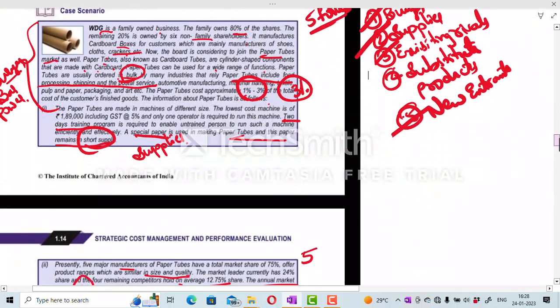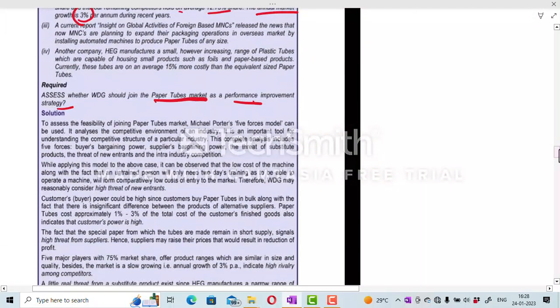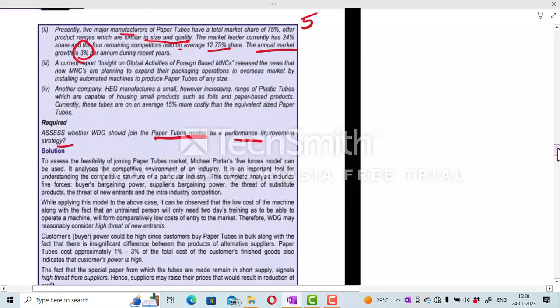And next, the current report on global activities of foreign based MNCs released the news that MNCs are planning to expand their packaging operations in a diverse market by installing automated machines to produce paper tubes of any size.